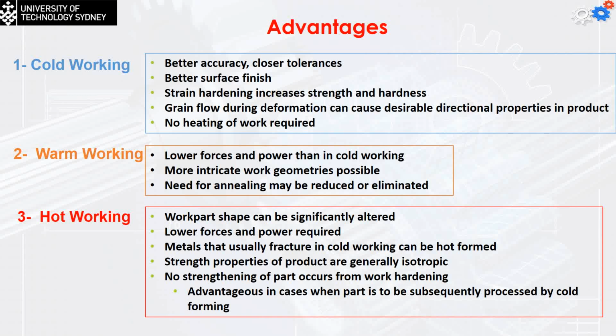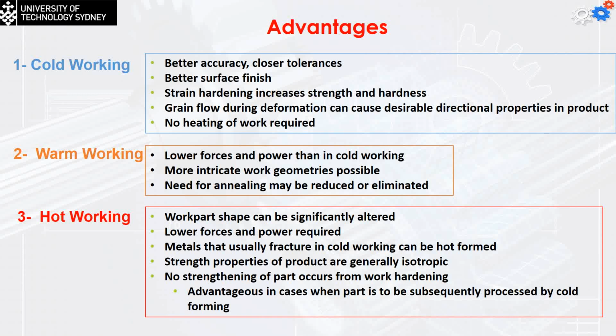Now, with the metal in cold working, it is going to be fractured when you do the formation. It's not going to happen in hot working. Why? Because it became a more ductile material. It's not a fracture. It's not brittle anymore. And the strength properties of the product are generally going to be isotropic, and no strengthening of the part occurs from the work hardening. Now, these are the advantages, but all three operations have disadvantages.